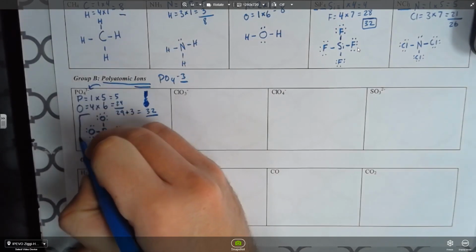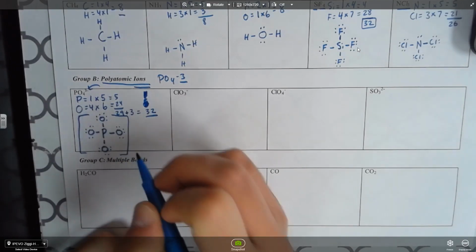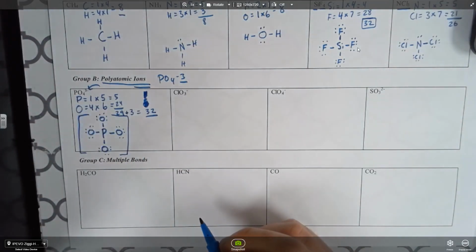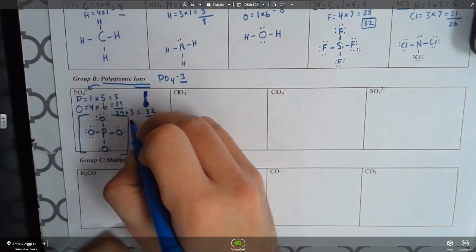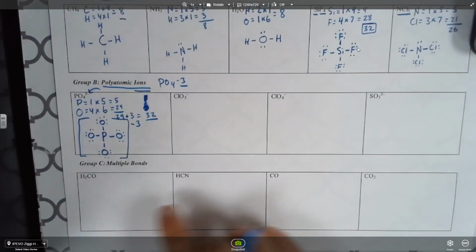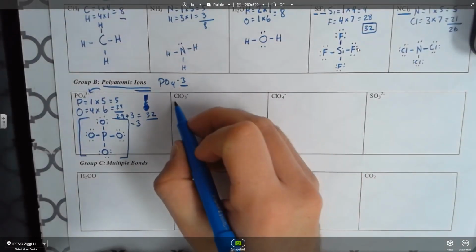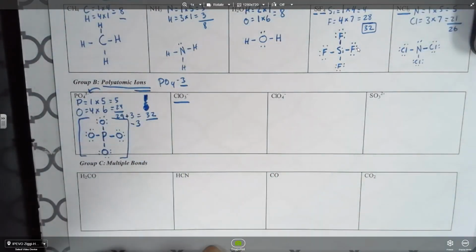Now, an extra step you must take when doing an ion here, the proper method is to put it in brackets and then to put its charge, which is negative 3, on the outside. That's just the way it's done, okay? So for this ion, that's what you would need to do here, all right? So we're going to do one more ion, and then we're going to move on to these multiple bonds, and then we'll be done, okay? So that's called phosphate, okay?